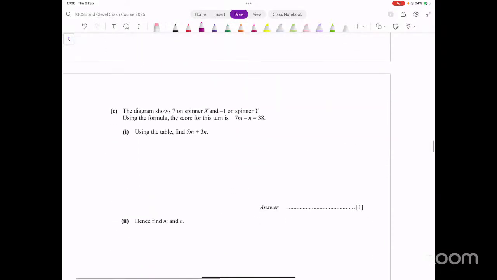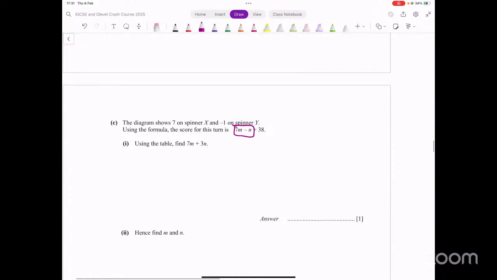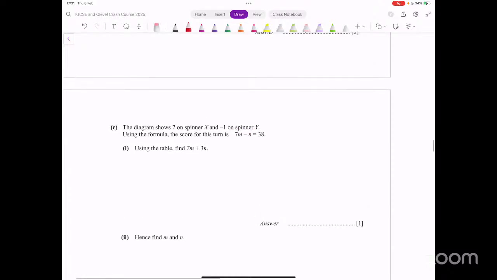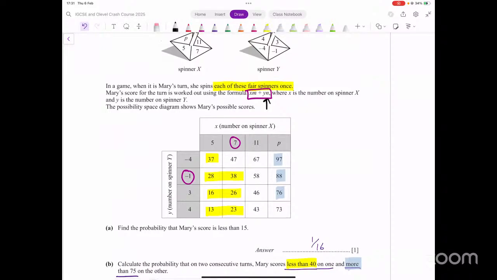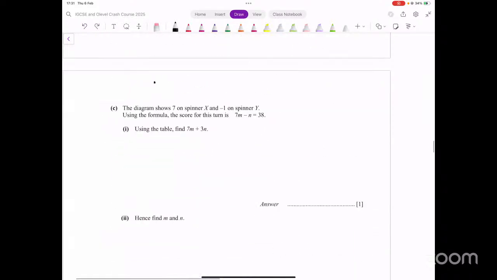So what you do is you do 7m minus n, because the score formula that they've given is xm plus yn, right? That's the formula that they have. So in place of x, they're inputting 7. So that becomes 7m. In place of y, they're inputting -1. That becomes -n. And that gives you 38.